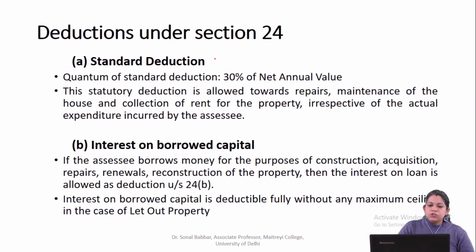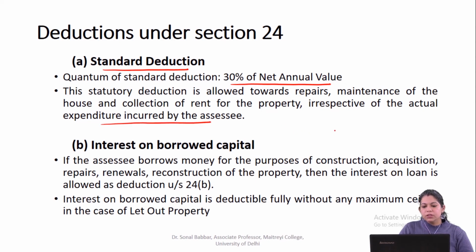Next, we come to deductions under section 24. There are 2 deductions available under section 24. Section 24 subsection A, which is standard deduction. This provides a flat rate of deduction, which is 30% of net annual value. And this is a statutory deduction, which is allowed towards repairs, maintenance of the house, collection of rent for the property, and this is allowed irrespective of the actual expenditure incurred by the assessee.